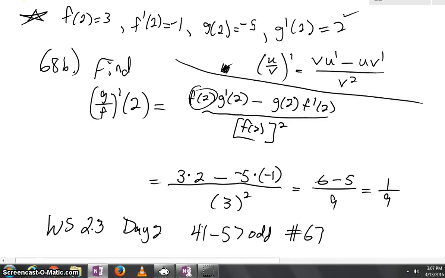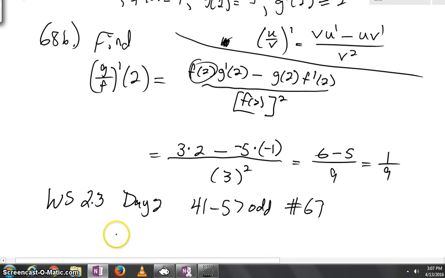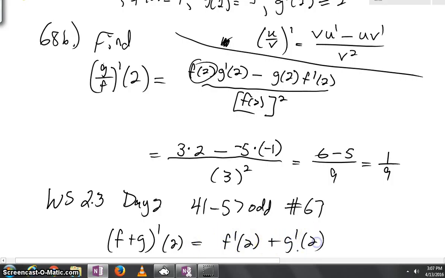One more thing to talk about in regards to something like 67. For something like 67, eventually you'll be asked to do something like f plus g prime of 2. Would you believe that that's just f prime of 2 plus g prime of 2? Right? Little hint right there. But you should have enough right now to get started.